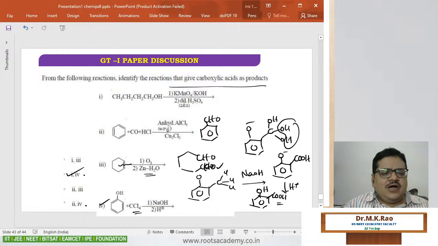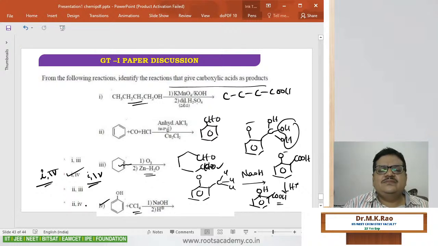Here we have to think one more thing. Options 1 and 4 are the answer. Why? Because in this case also it is giving carboxylic acid. So it is also correct. So 1 and 4 means option 2 is correct.